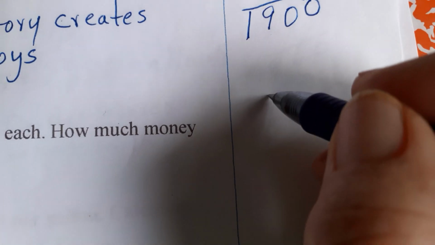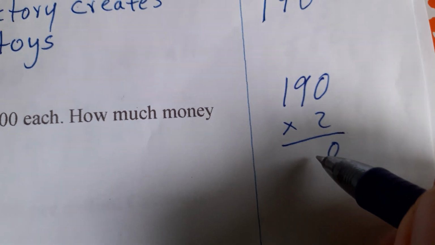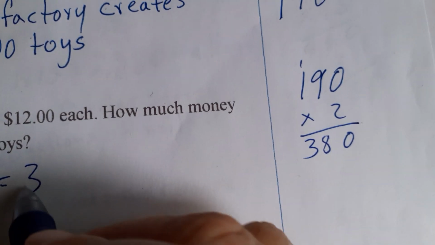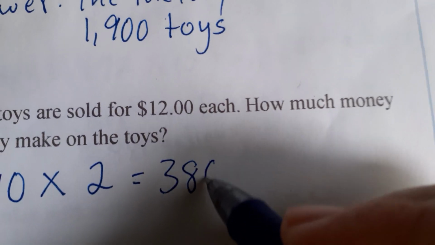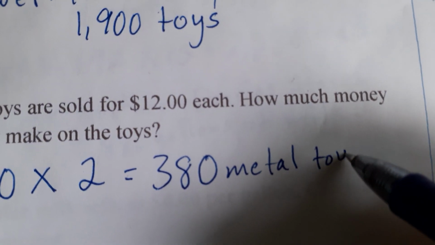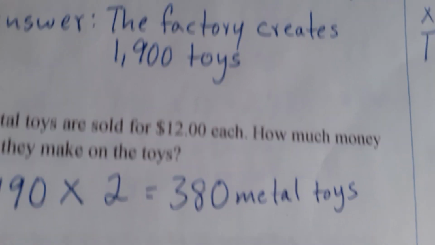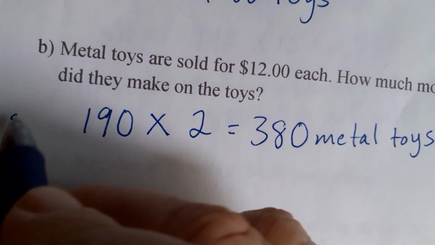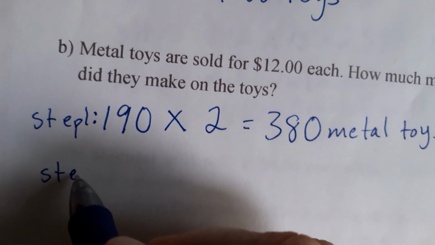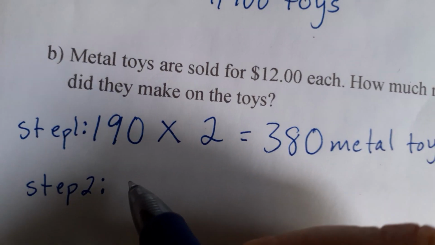So we multiply 190 by 2. We go to our rough work. 190 times 2. 2 times 0, 0. 2 times 9, 18. Carry the 1. 2 times 1, 2. And 1 is 3. So 380 metal toys. That's how many metal toys they create. Okay? Now, each metal toy is sold for $12. Our second step now, this was our step 1. Our step 2, please forgive my writing. I have to be holding my camera and writing at the same time.